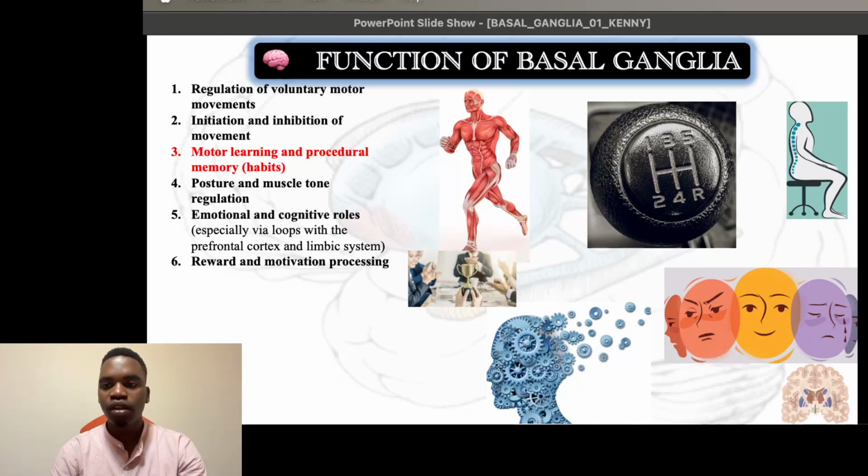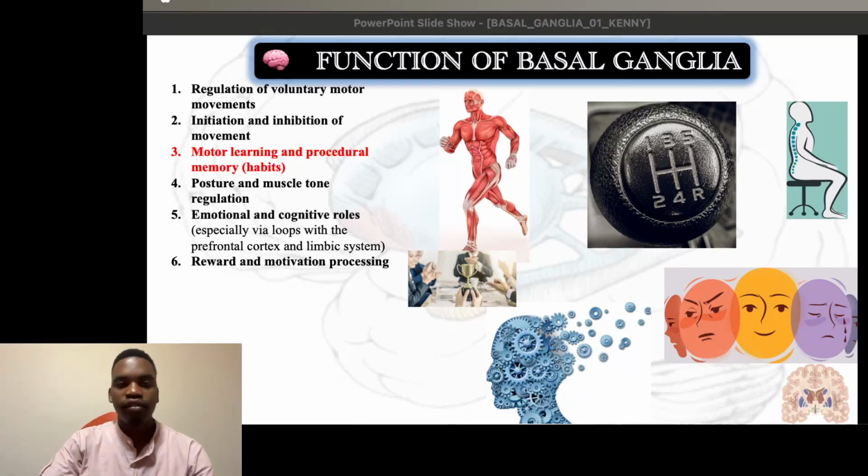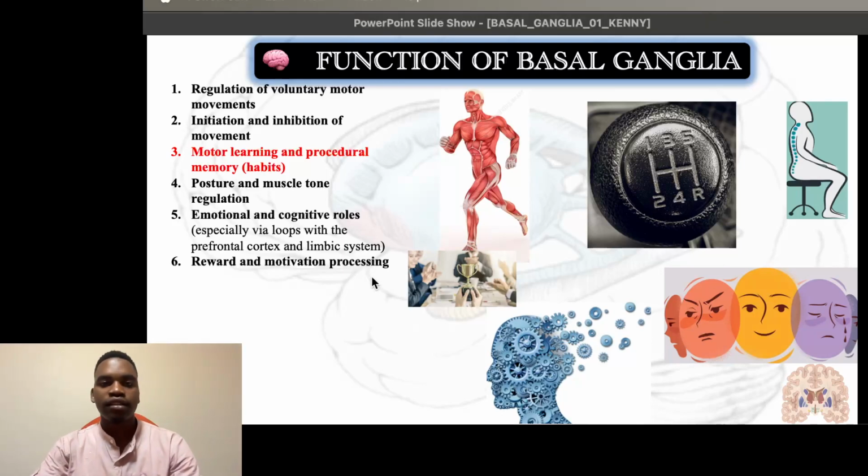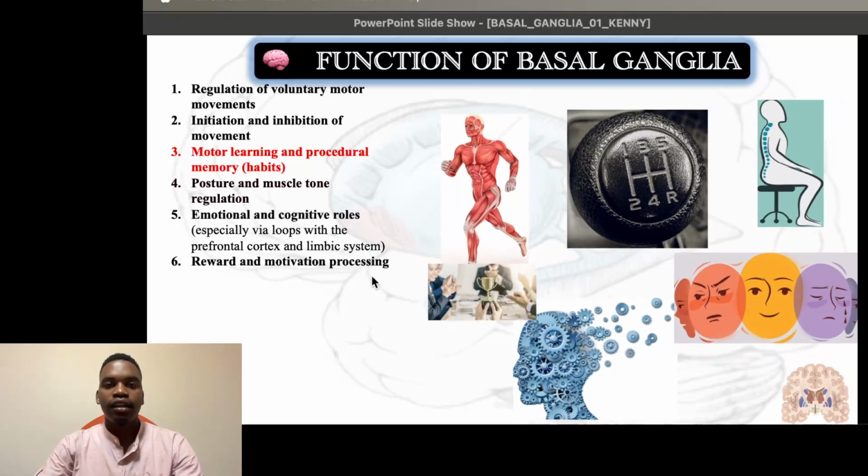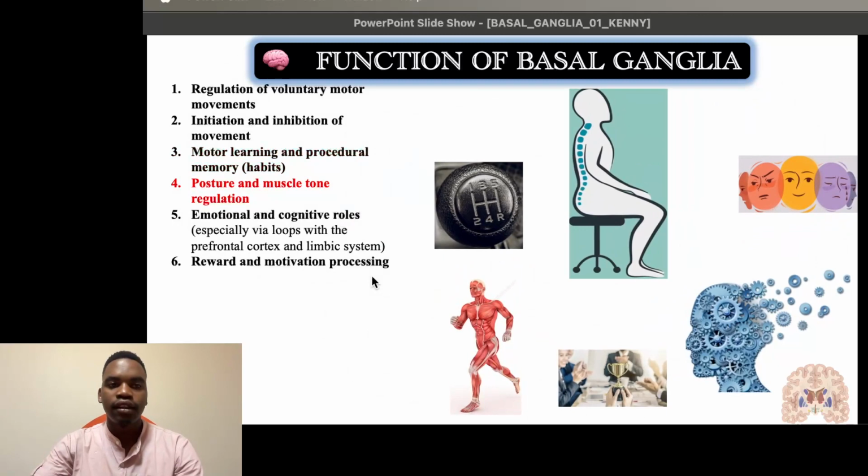The more you do, the more it becomes perfect. And then it also has a role in the regulation of posture. So posture and muscle tone are also being controlled by the basal ganglia.